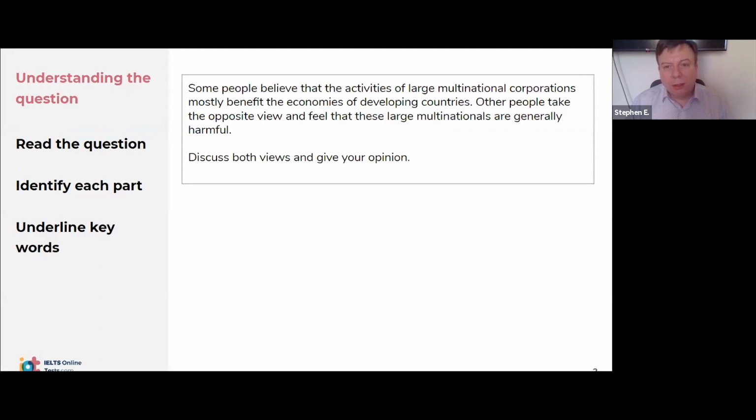Developing countries. What else? Large activities, yeah. Large corporations benefit, activities of multinationals, economies, good. Okay, harmful, yeah. Developing countries. And what else have we got? So think about the question itself. Yeah, economies, economics, good, good, good.